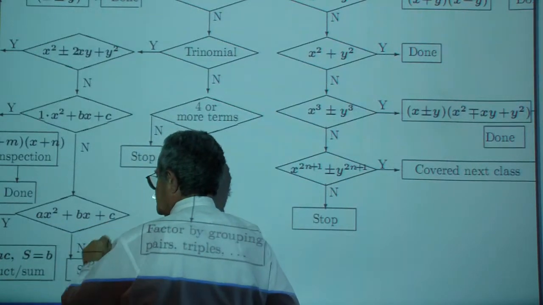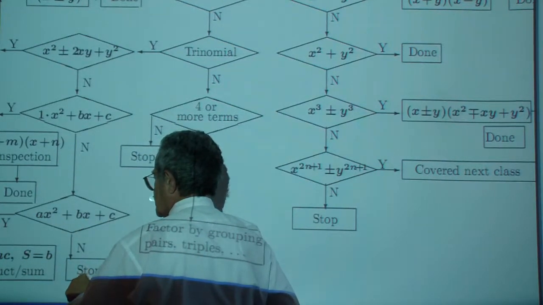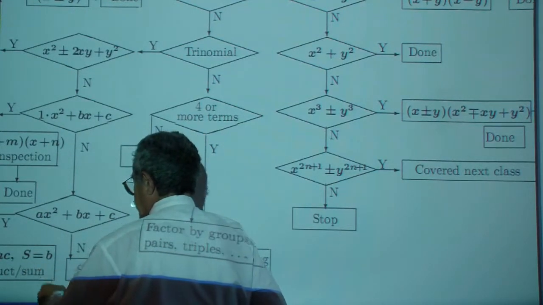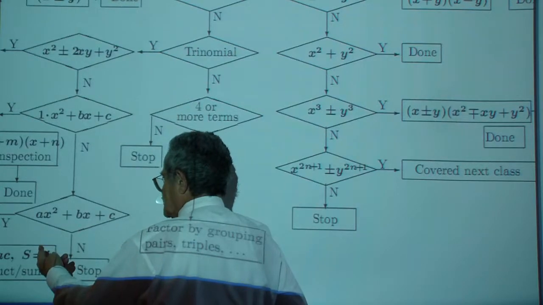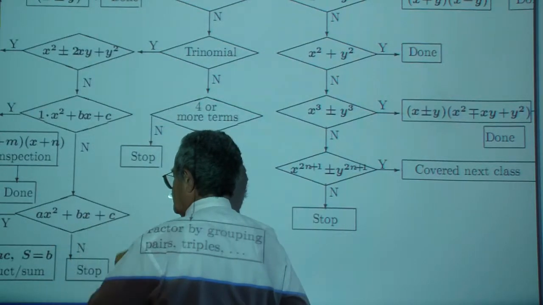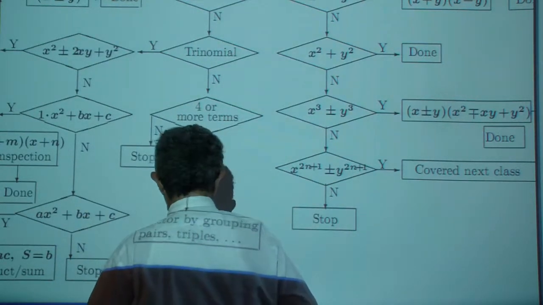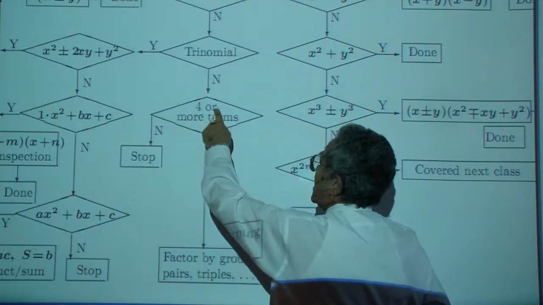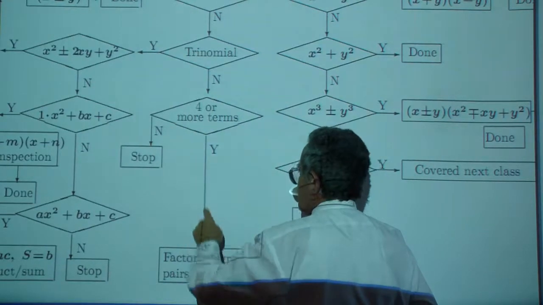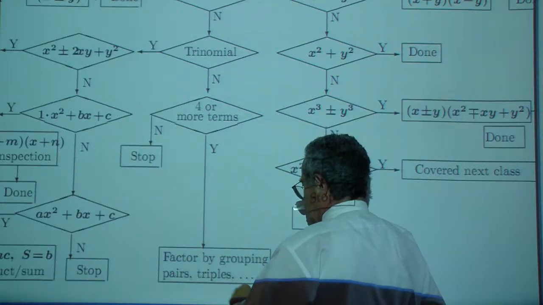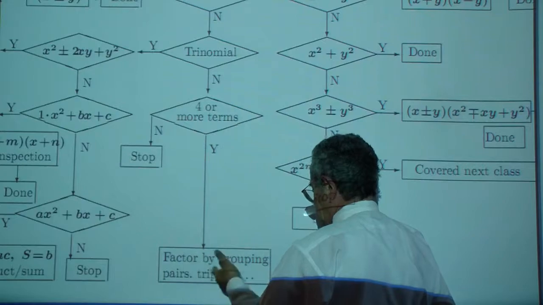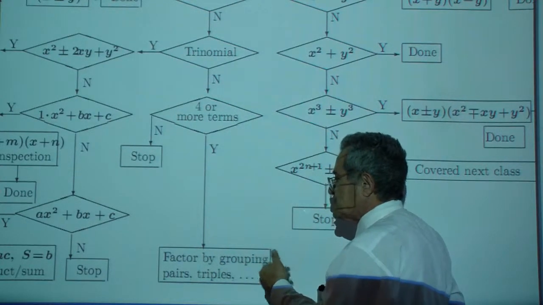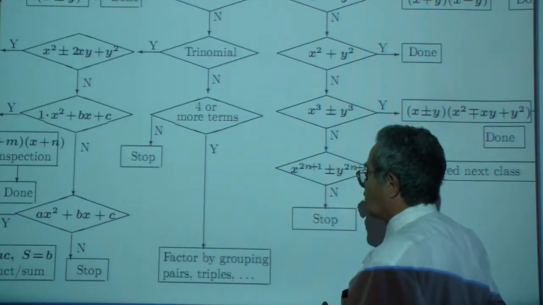The product is AC, the sum is B. Run through all the divisors or factors of the product till you get the sum that you want. The two magic numbers tell you how to split up Bx. And what else? Oh, if there are 4 or more terms, then factor by grouping. Maybe you get pairs, maybe you get triples. It depends on the format. So this is the general strategy for factoring.